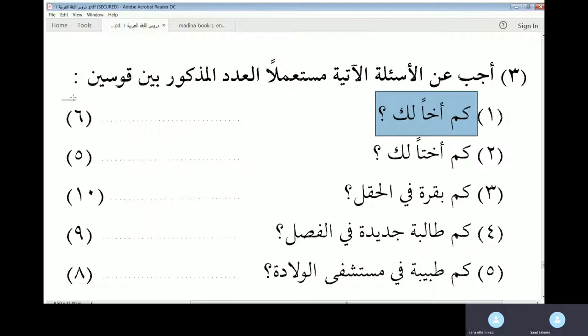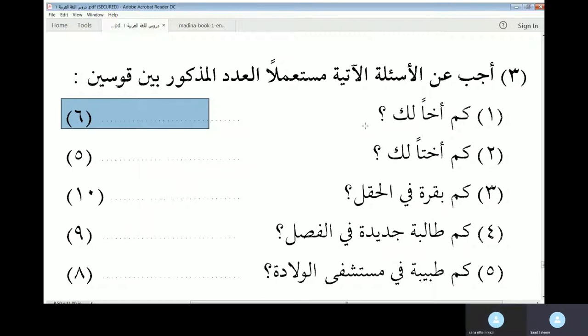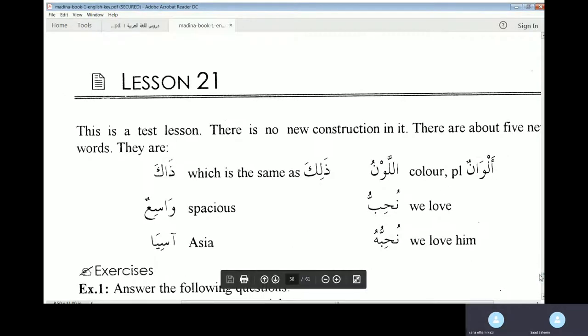How many brothers do you have? It says in the bracket 6 there. Okay, لي ستة إخوة. So for example, if you want to say I have two brothers, you would use لي أخوان or إخوان اثنان. Yes, لي إخوان اثنان. We learned this in the grammar, if you remember. And today we also learned it for two sisters.